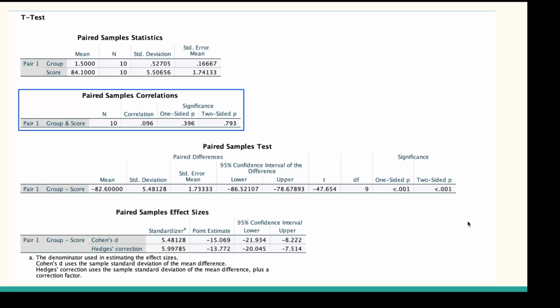So, in all, our interpretation for the paired samples statistics shows that the mean score of the group is significantly different from the test score. Our paired samples correlations indicate a weak correlation between the group and the scores, which is not significant. In the paired samples test, the negative mean difference, -82.60000, and the highly significant p-value of 0.001 suggest that there is a statistically significant difference between the paired scores, with the group having a lower mean score compared to the test scores. The effect size, both Cohen's d and Hedges' correction, suggests a very large effect size, indicating that the difference between the paired scores is substantial. Yeah, and that covers the paired samples test.